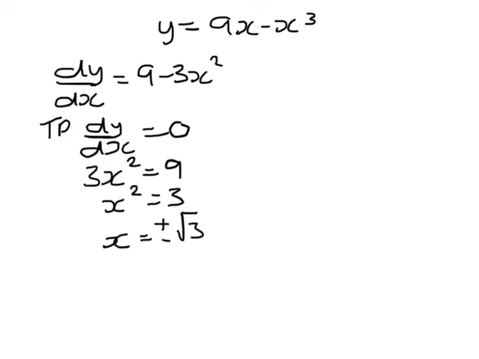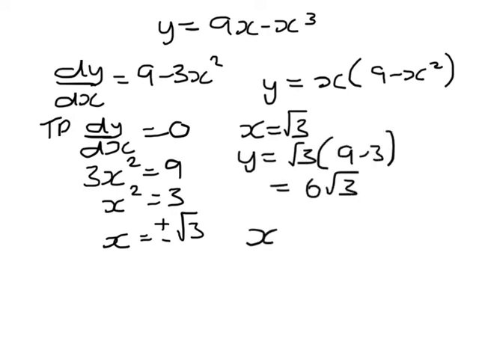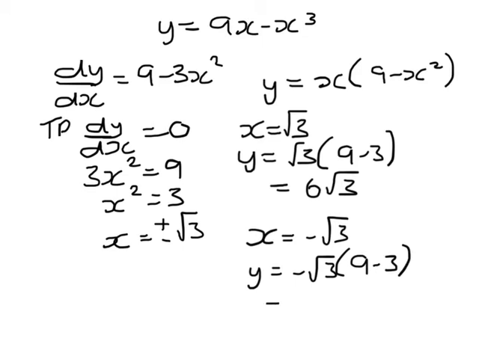I'm going to use the first form of the equation, so y equals x(9 minus x squared). So when x equals root 3, y equals root 3 times (9 minus 3). So that's 6 root 3. And when x equals minus root 3, y equals minus root 3 times (9 minus 3). So that's minus 6 root 3.